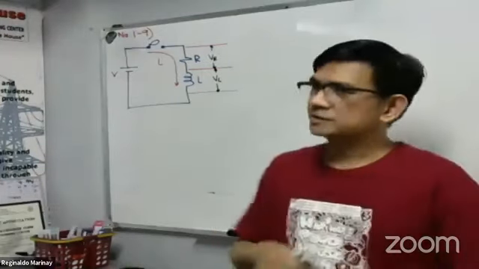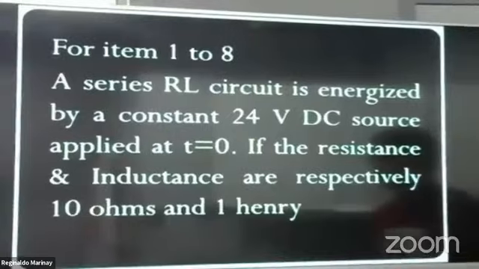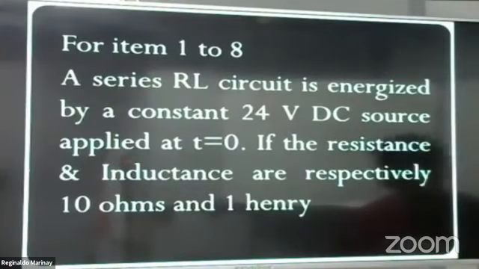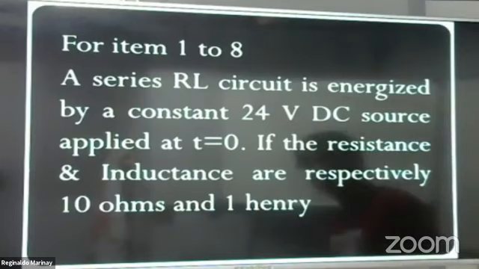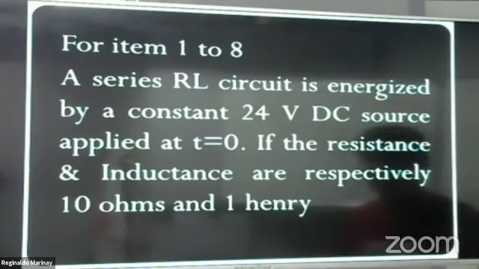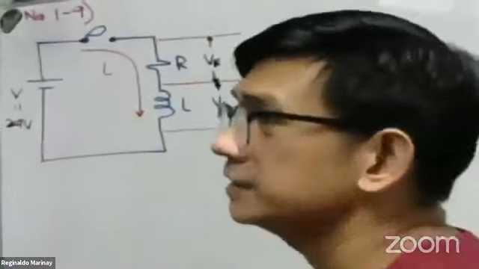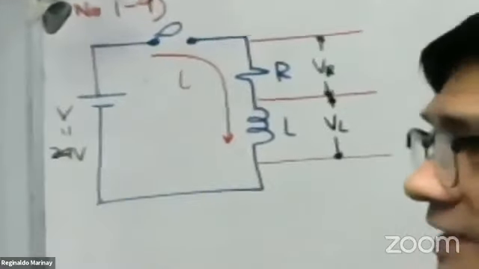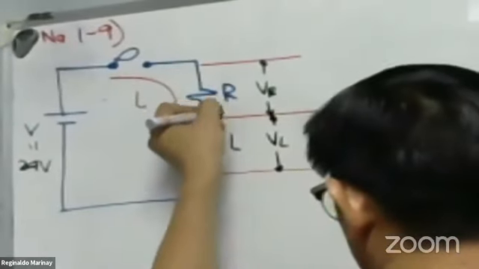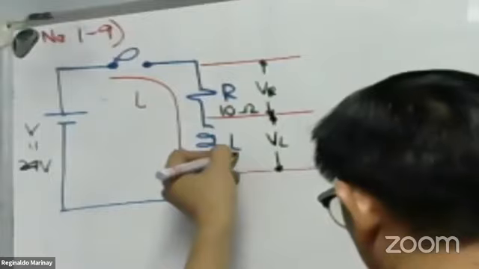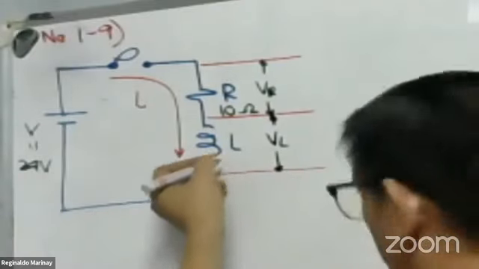Okay, let us continue our discussion about the series RL DC transients. Let us have number 1 to 8 here. A series RL circuit is energized by a constant 24 volts DC source applied at t equals 0. If the resistance and inductance are respectively 10 ohms and 1 henry.